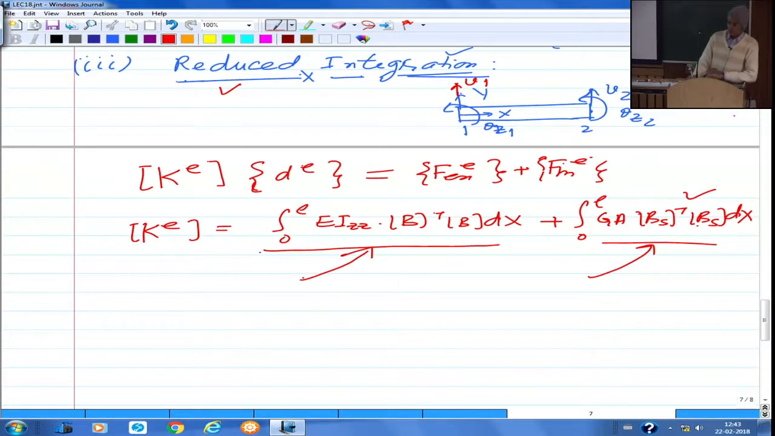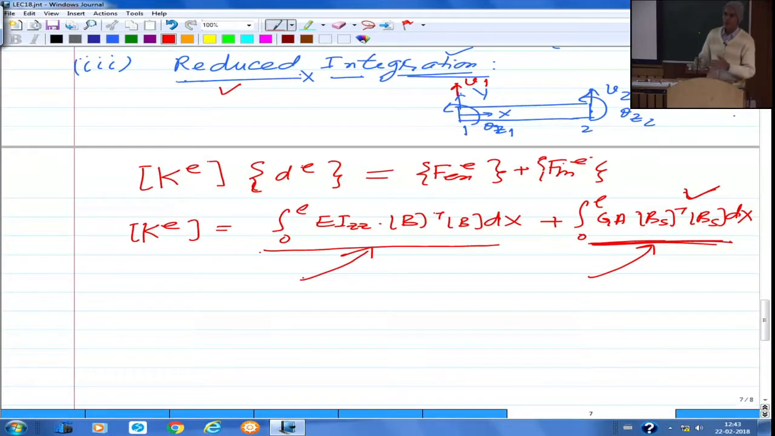So when the beam is becoming thinner, if you are not exactly integrating but under integrating, then whatever locking is happening, and locking can also be interpreted as a spurious, unrealistic increase in the stiffness of the structure, and that increase is coming from this part. So if you under integrate it, whatever increase was happening will not happen; you suppress that. So that is the meaning of reduced integration. But then how do we do it?